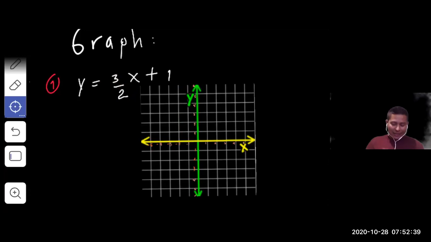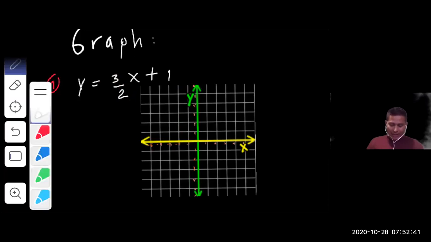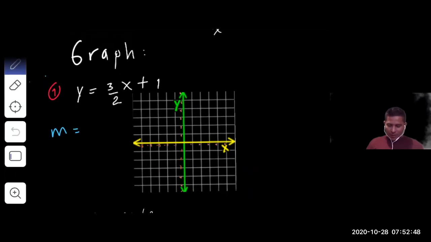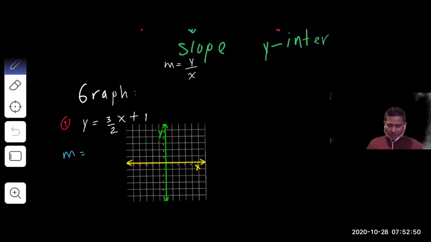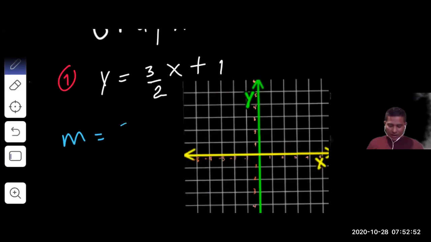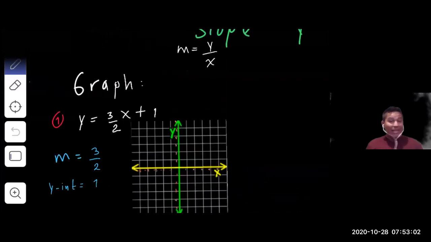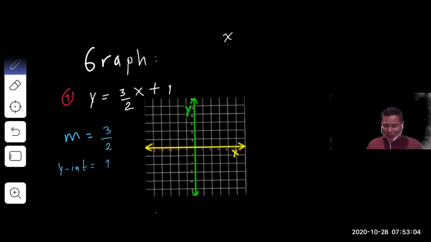Let's identify the information, guys. That is the first thing that we're going to do. What is the slope? M. 3/2. Slope is the coefficient of the variable x. 3/2. What is the y-intercept? 1. Positive 1. Well, only the 1 is positive. Excellent. This is the only information, guys, that I need to graph this.